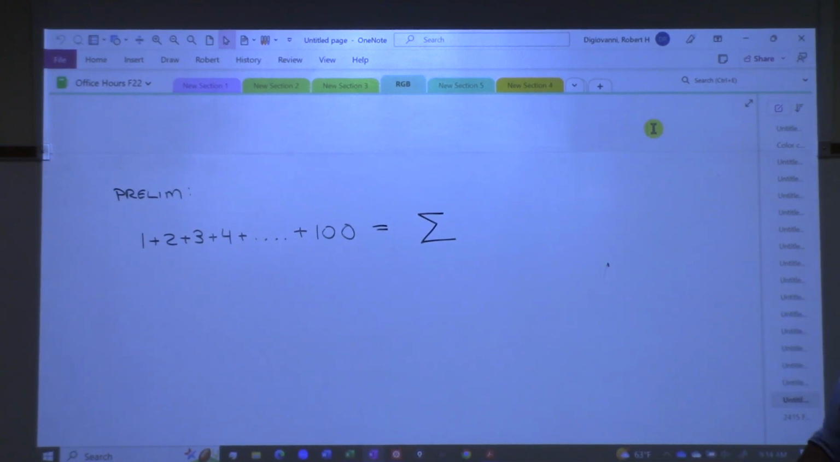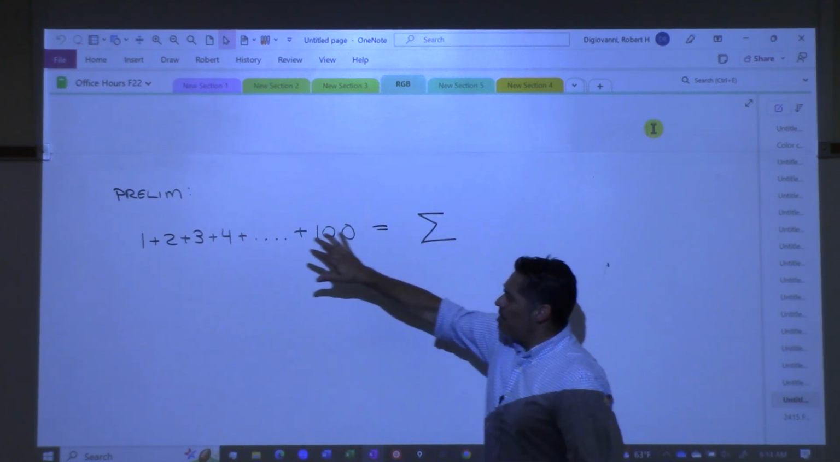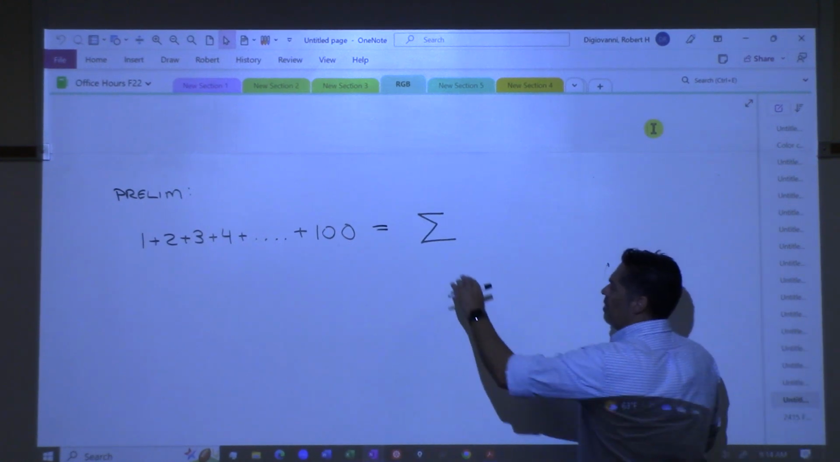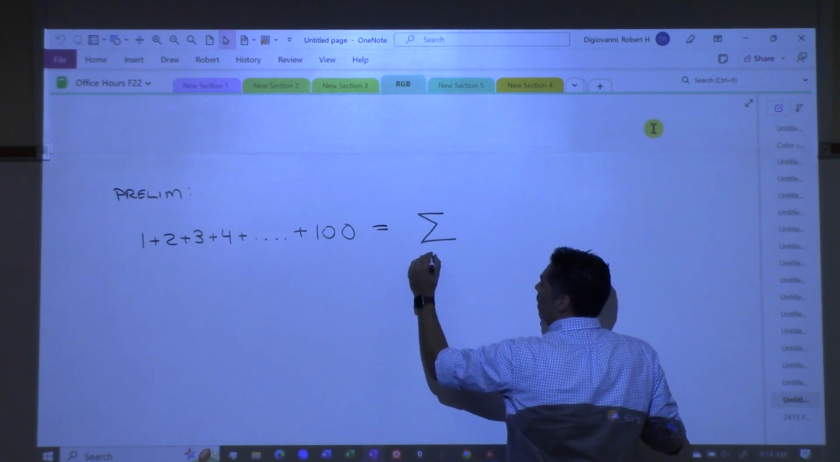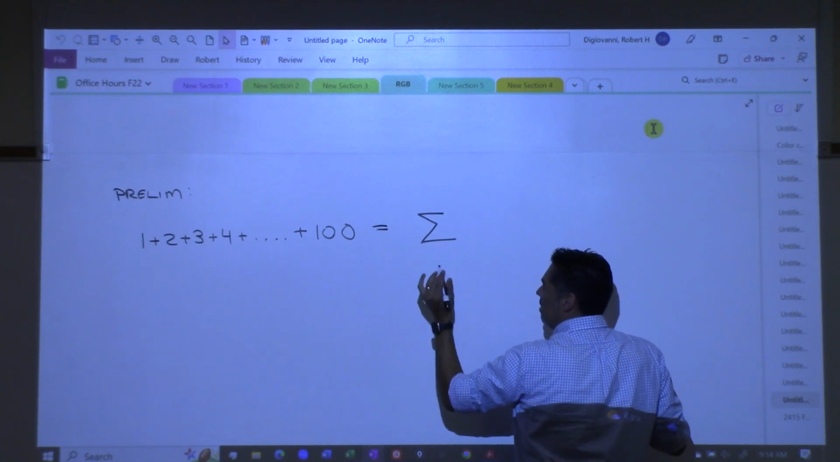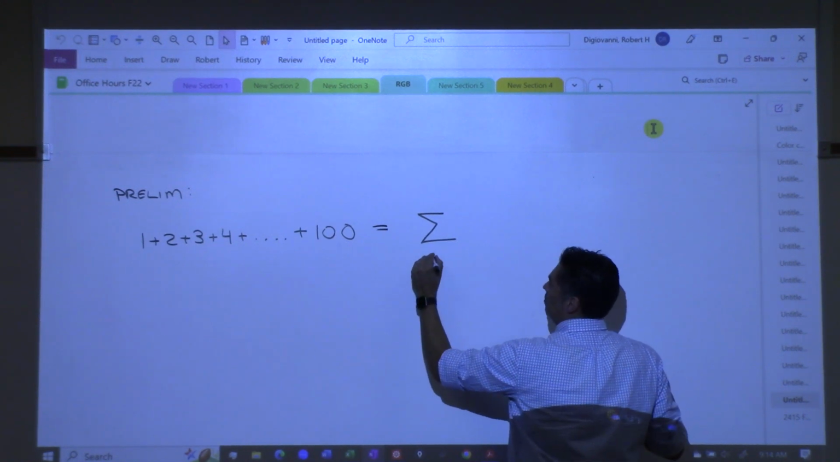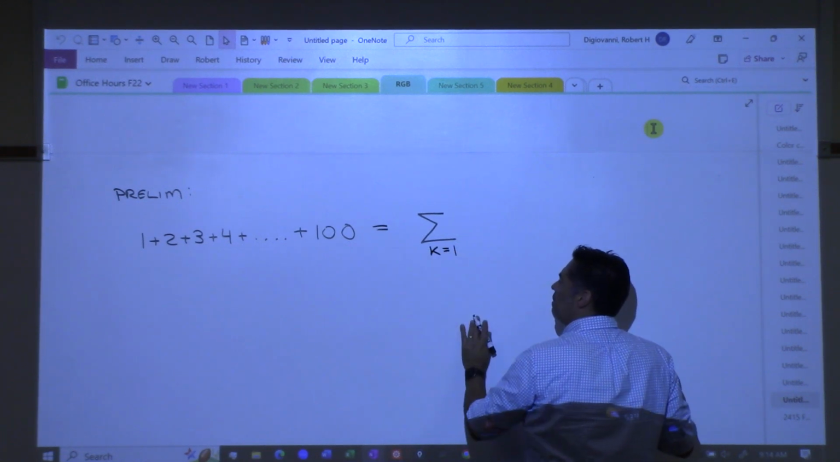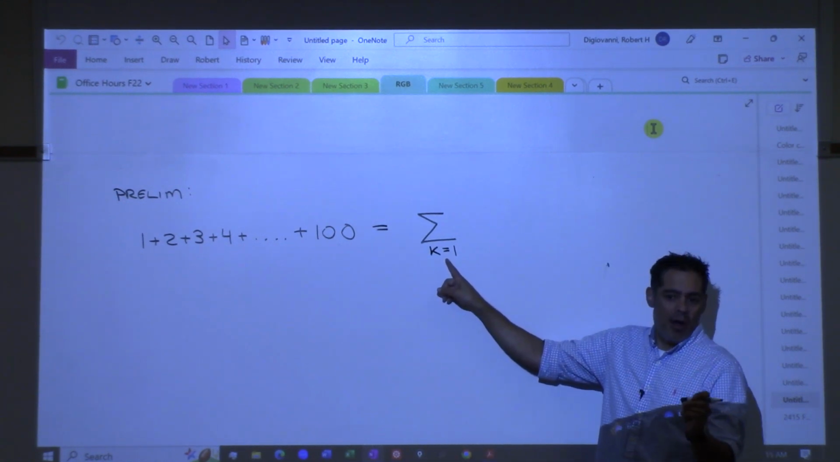S stands for sum. So this is a notation that we use to be able to write this in a more condensed manner. So what we do is on this capital sigma, below it we have what we call our index. The index can be any letter you want, but the common letters are I, J, K, and N. Let me use K. I put K equals 1. That's basically telling you that I'm going to start with K being 1.